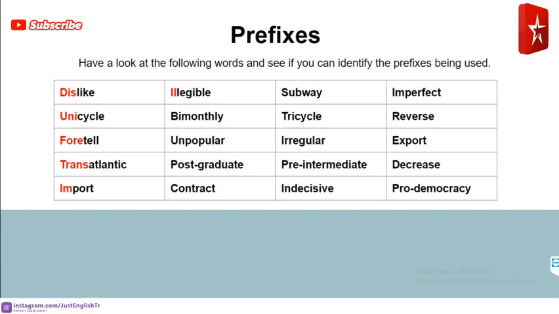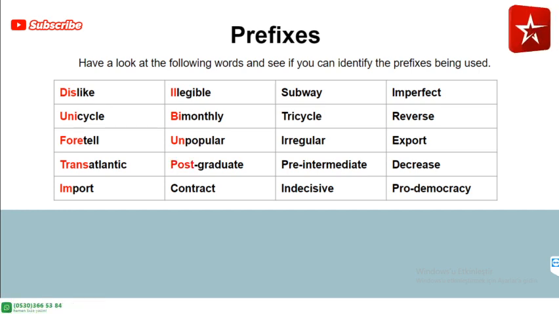And then for bi-monthly, very good, Sumya, that's correct. For bi-monthly, we have bi. And we'll come back to that a little bit later too. And then in the next one, we have un, as in unpopular. We'll come back to that too. Very good, Sumya. Remember that because we'll be doing that very shortly. And then in the next one, postgraduate, we have post.